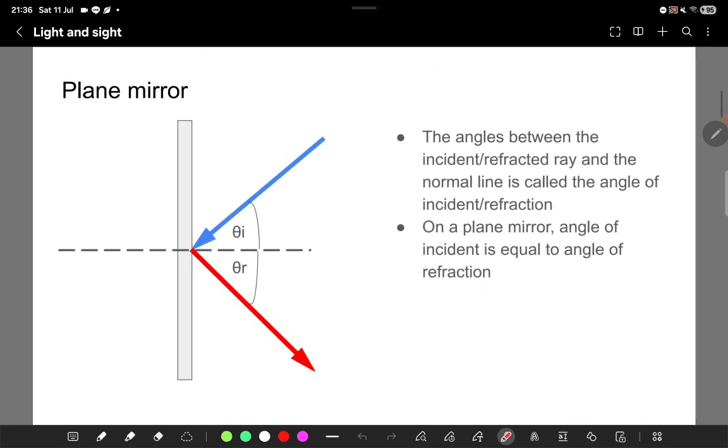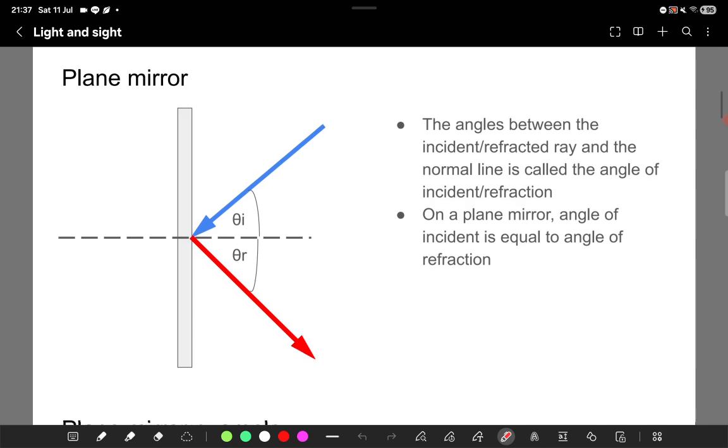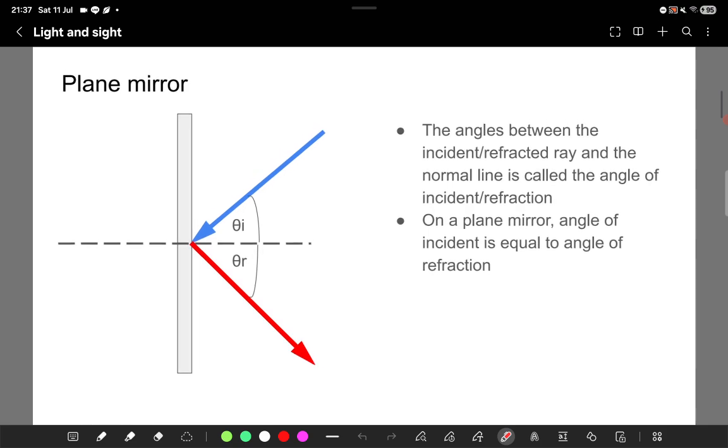Next up, you can see here, this angle will denote the angle of incidence. This is the angle of refraction. As written here, the angle between the incident or refracted ray and the normal line is called the angle of incidence or refraction. On a plane mirror, the angle of incidence is equal to the angle of refraction.